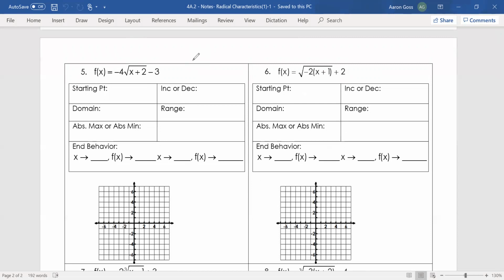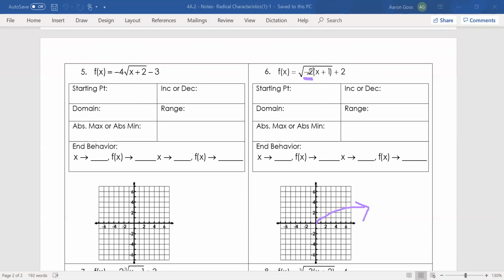So I know my parent function goes like this, just to give me an idea. That's my parent function, right? And I know this is B in here. So when A is negative, it reflects across the x-axis. What happens when this thing under there is negative? It reflects off the y-axis.